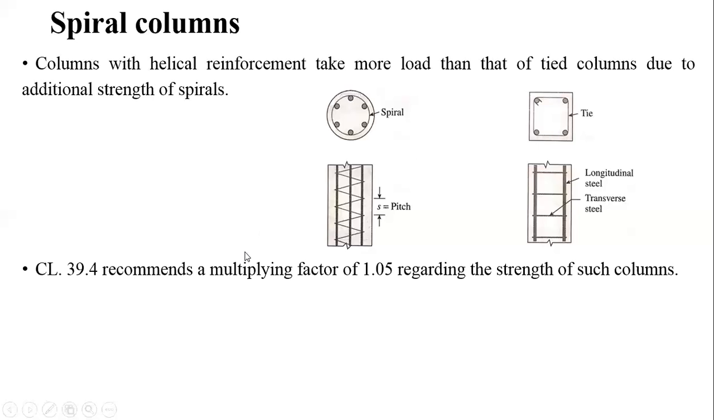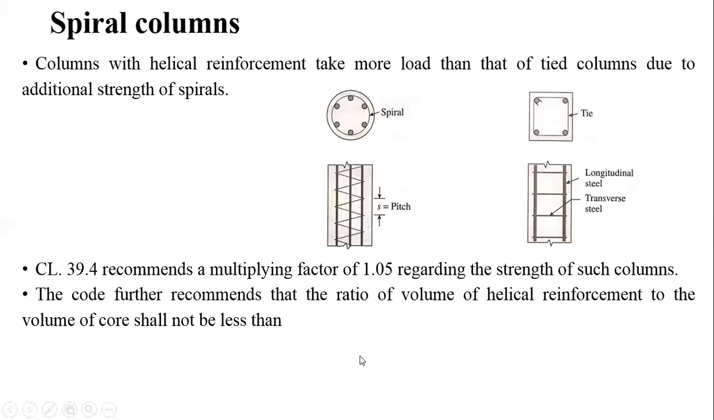So what does the code recommend? Clause 39.4 recommends a multiplying factor of 1.05 regarding the strength of such columns, meaning spiral columns. This means that spiral columns take 5% more load as compared to the tied columns. So this 5% more means a factor of 1.05, a multiplying factor regarding the strength of spiral columns.